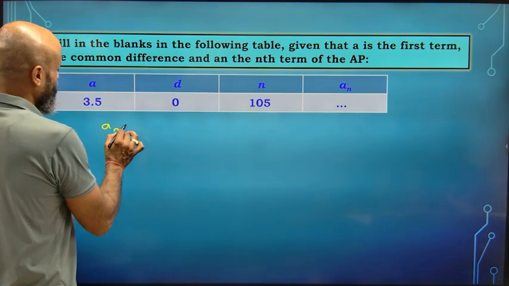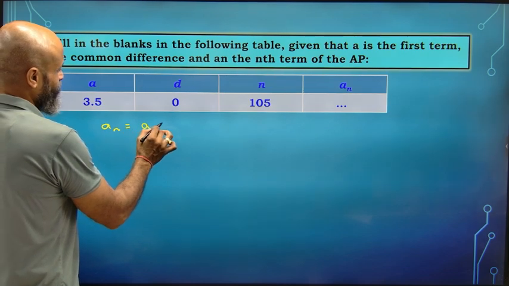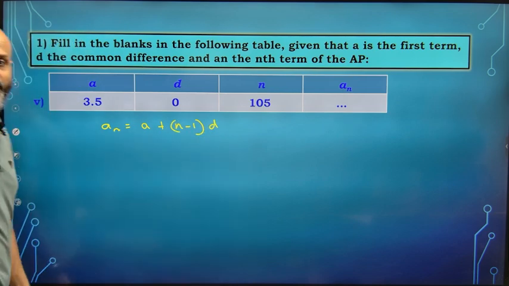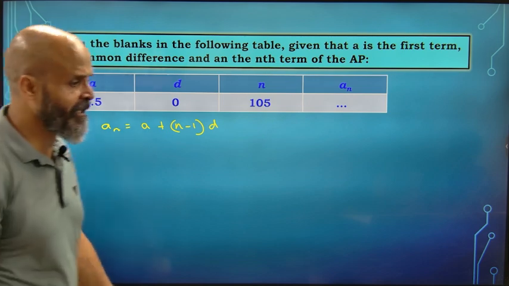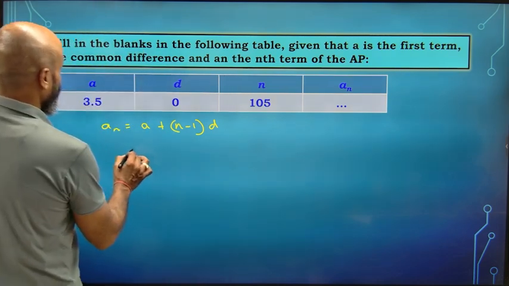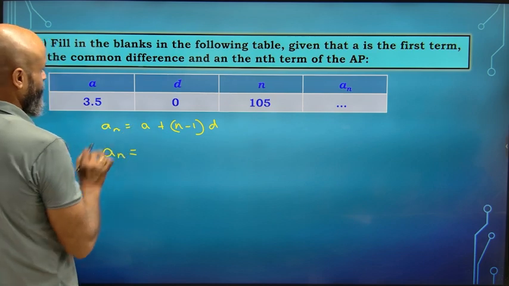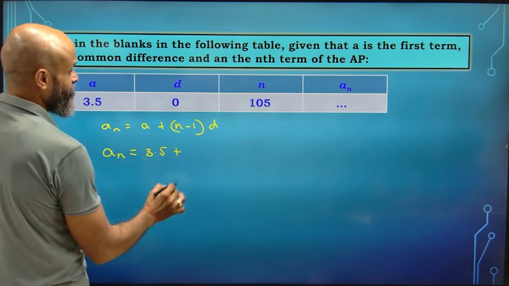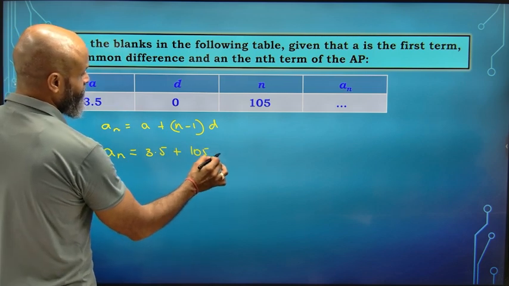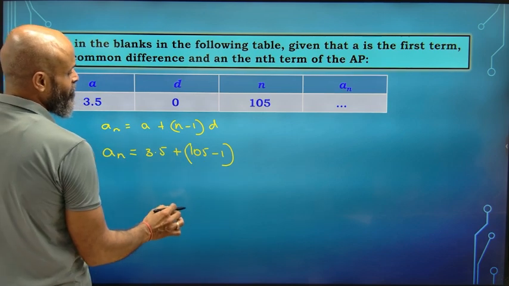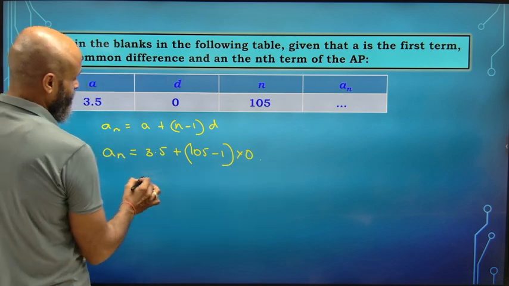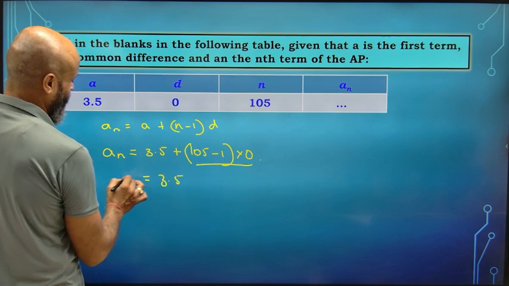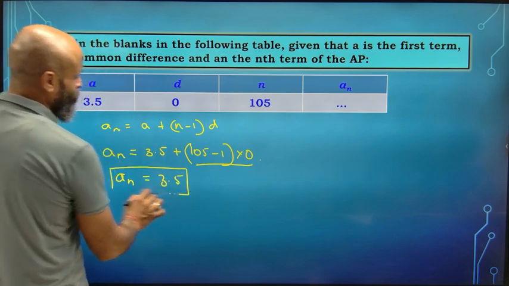Okay, an is equal to a plus n minus 1 into d. Clear? Okay, tell me the values here. An is 3.5, 105 minus 1 into 0. So this will be how much? Anything multiplied by 0 is 0, so this will be 3.5. So an will be equal to 3.5.